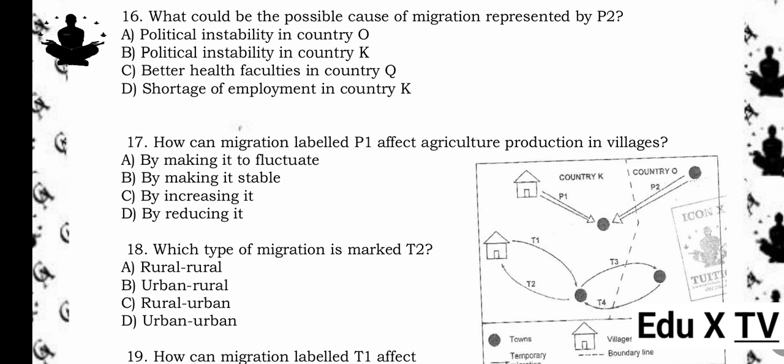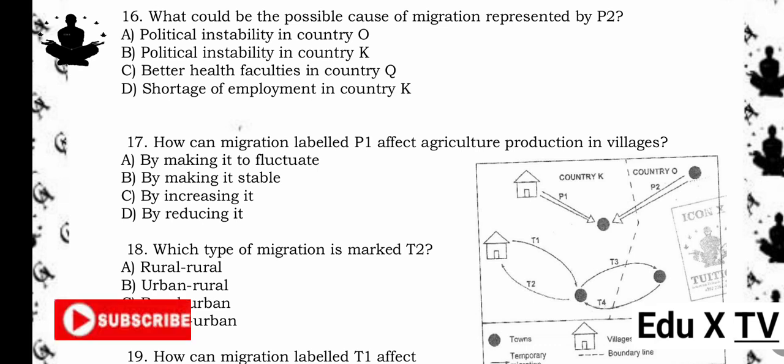17. How can migration labeled P1 affect agriculture production in villages? A. By making it fluctuate. B. By making it stable. C. By increasing it. D. By reducing it. The answer is D. By reducing it. Reason being, temporary migration P1 causes loss of labor in villages, reducing agricultural productivity.